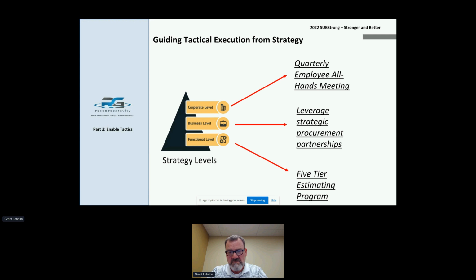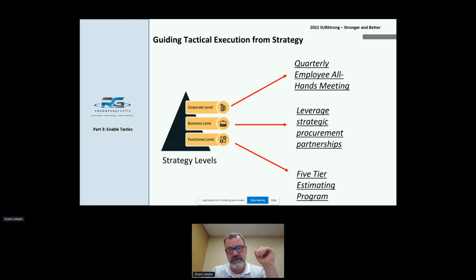At the business level, I just picked one. I said, well, leveraging strategic partnerships could be a way to tactically align what you're going to do. I talked a lot about procurement. I'm hugely passionate about procurement and how to leverage that. There are a lot of ideas and tactics to use in procurement. This is just one idea.